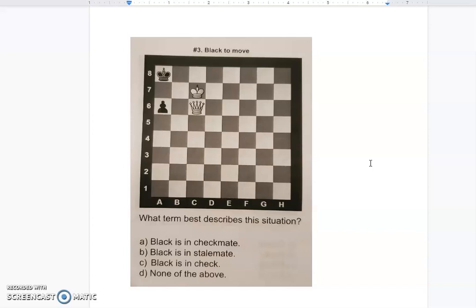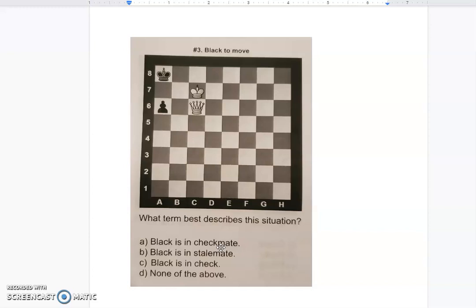All right. Now, here's a couple of interesting things I really wish everyone will understand what they mean. So B, black to move. What term best describes the situation? Black is in checkmate, black is in stalemate, black is in check, none of the above. All right, first up, checkmate means black is in checkmate, so white wins. So A is saying white wins, black can't do anything.